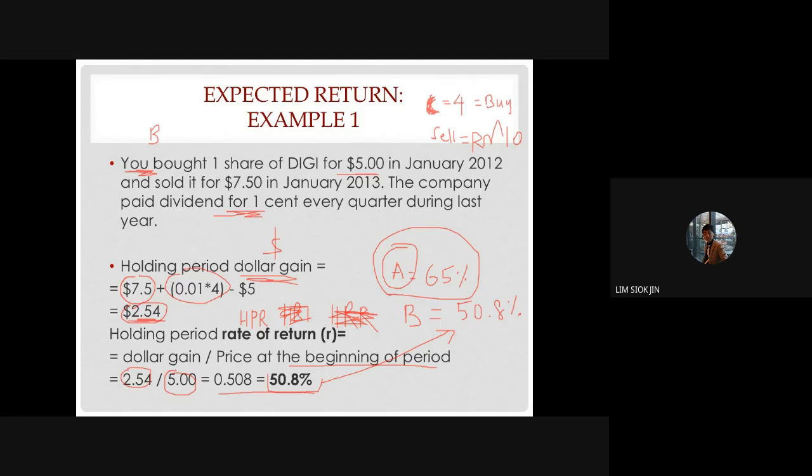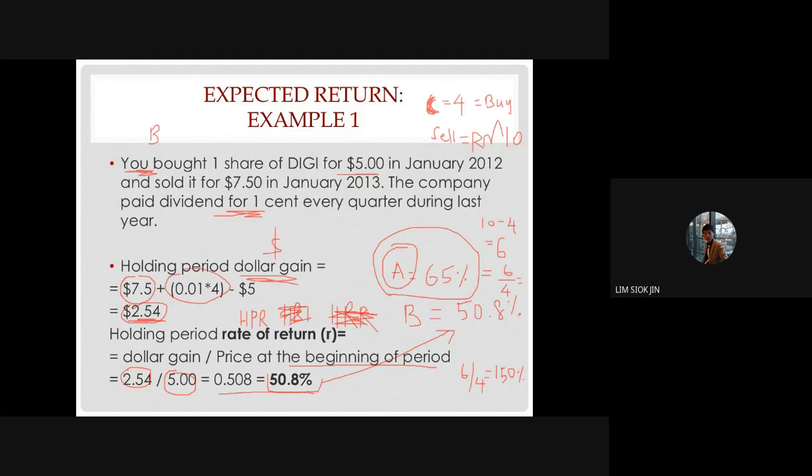So what is your return? Your return is basically 10 minus 4, right? How much? 6. The holding period dollar gain is 6. What about the HPR, return? You take 6, divide by how much? The cost of buying, 4. 6 over 4 is 150%, right? So what is 150%? That means if I put in $100, I will make back $150.